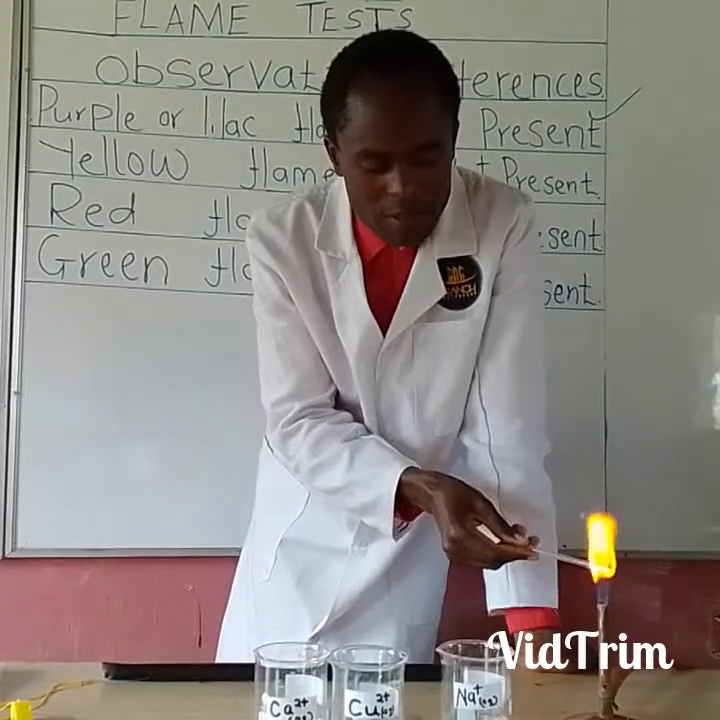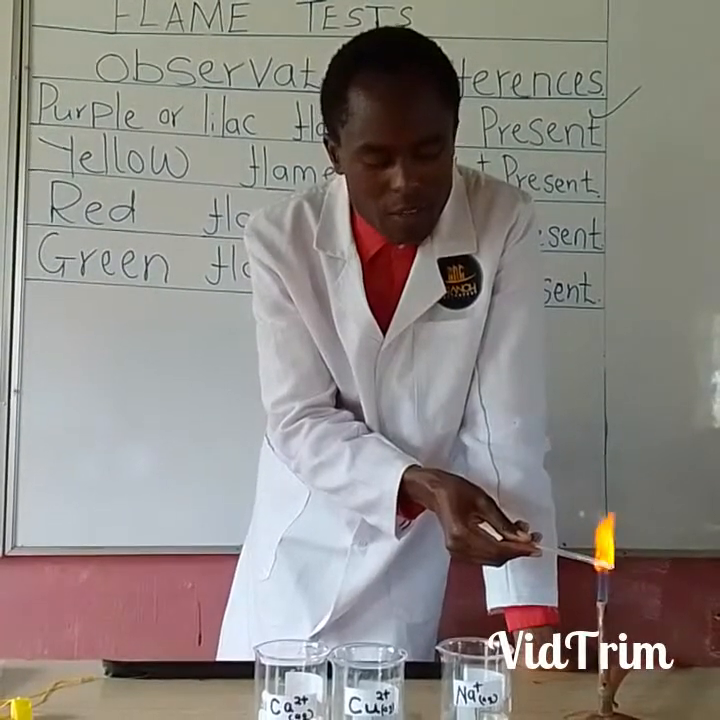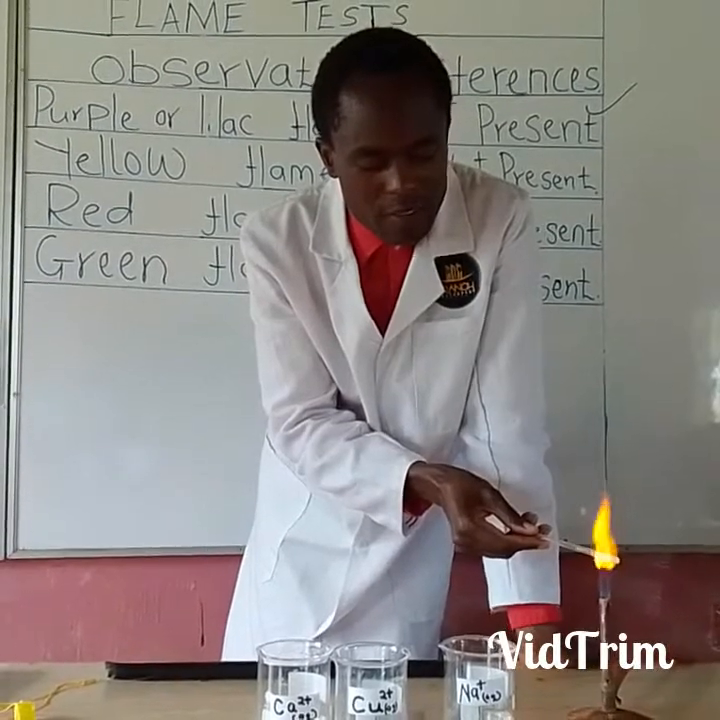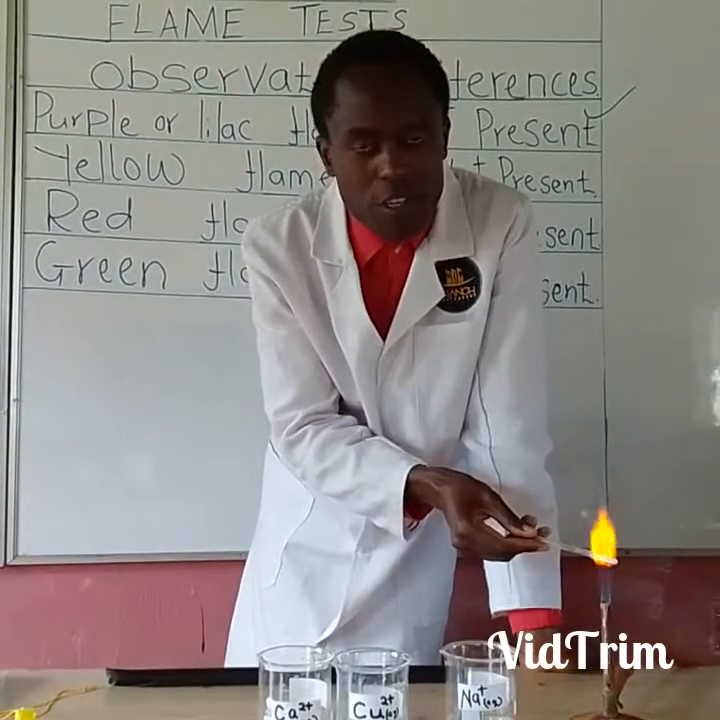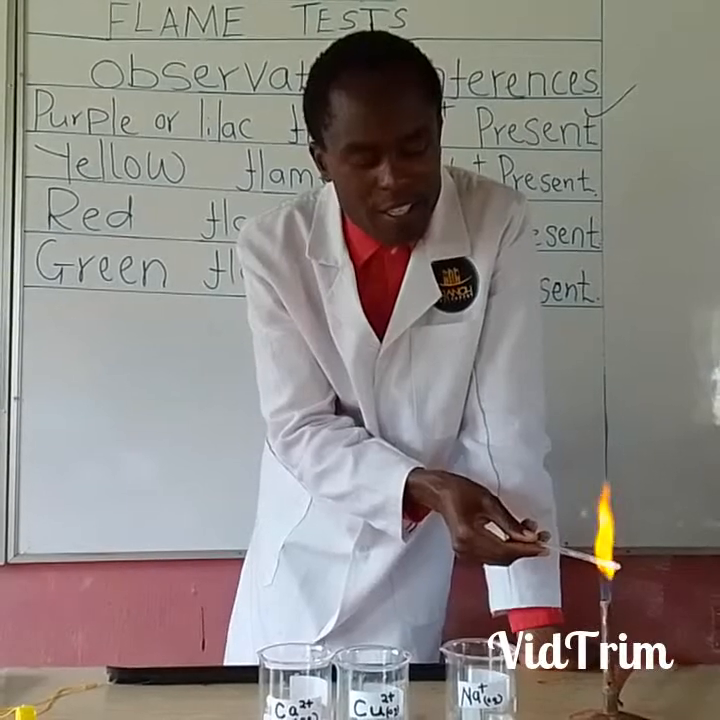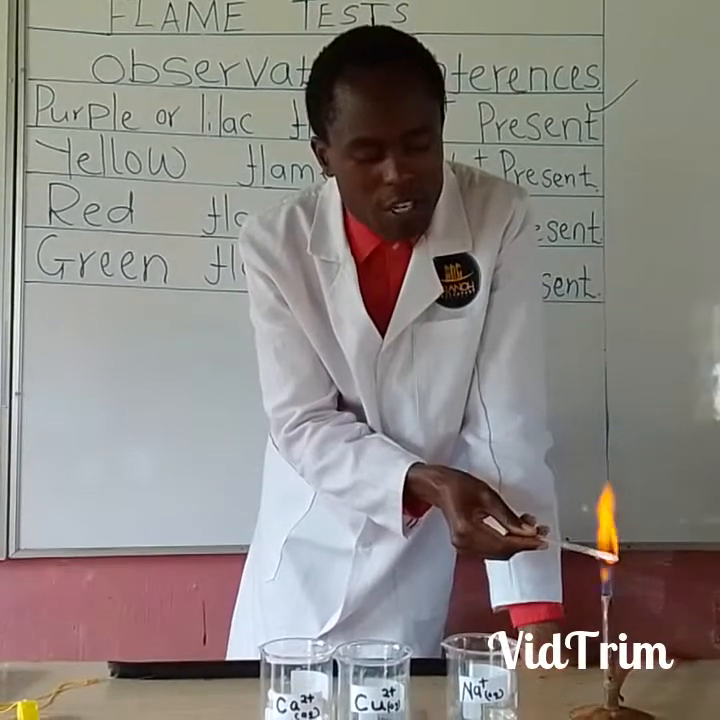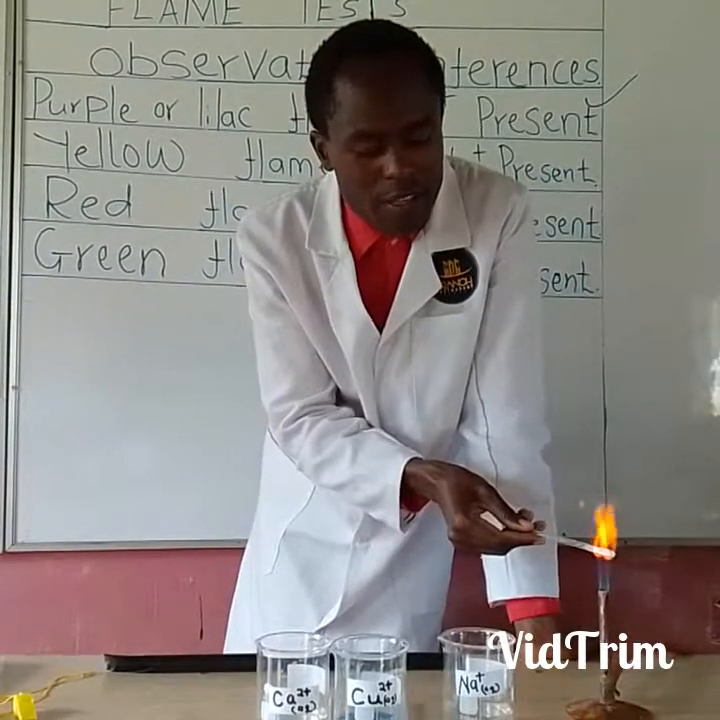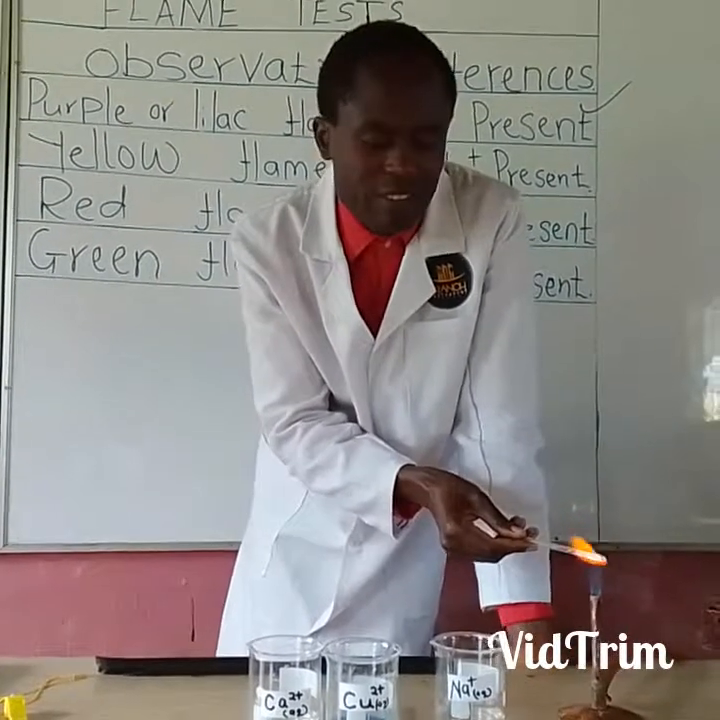Which color of flame is this? Yellow. You can observe the yellow flame, very clear. This is a yellow flame for sodium ions. I think it is enough.